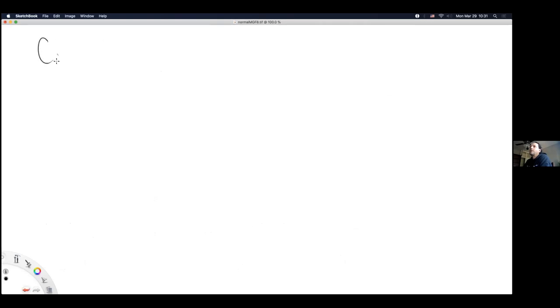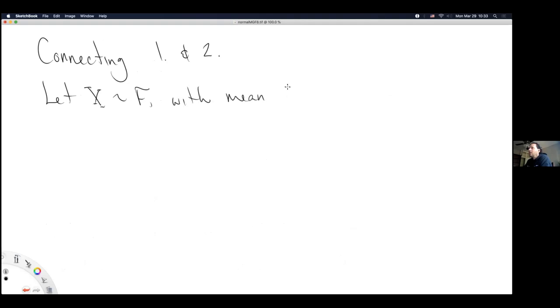So we're going to go with connecting 1 and 2. Let X be distributed F with mean, that is expected value of X equal to mu. I'm just going to name it mu. I don't have a great letter here, and mu is a common choice in statistics. Okay, you ready?